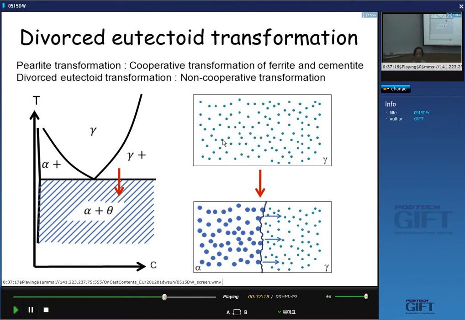So that's why we want to convert the lamellar structures into this spheroidized one. The important transformation which can be used to make this spheroidized microstructure is divorced eutectoid transformation. For the divorced eutectoid transformation, we have to have very fine seed of the cementite.